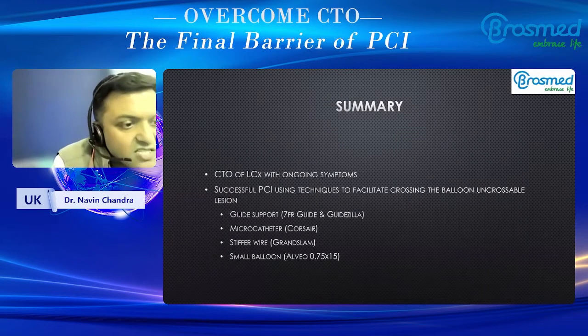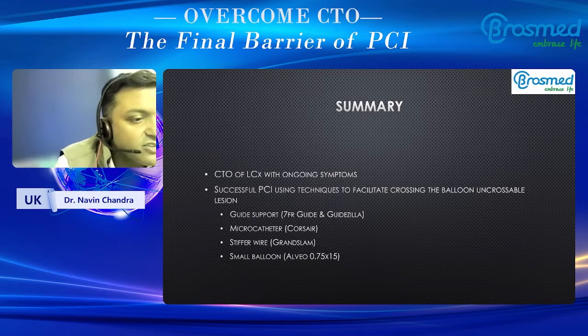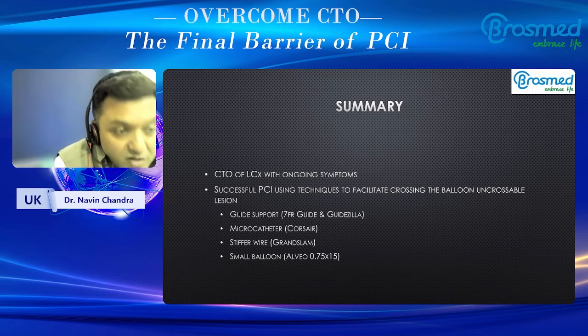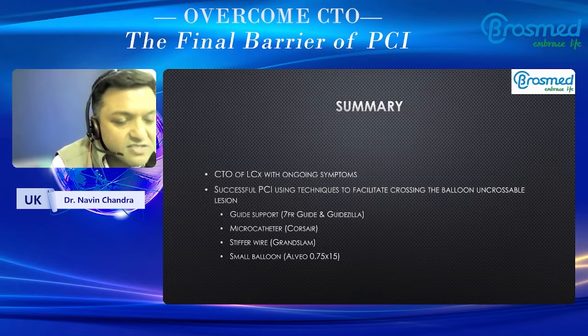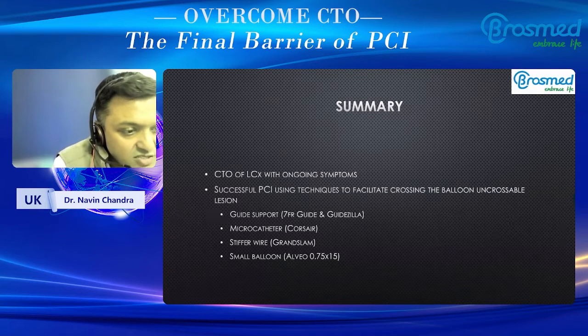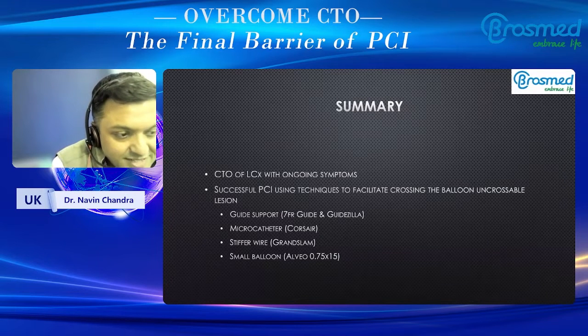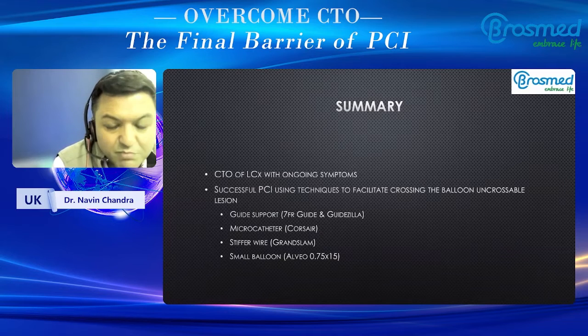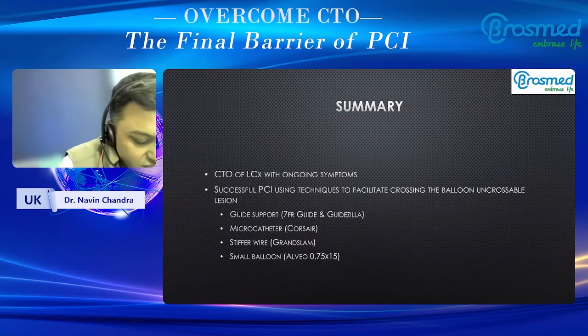So in summary, this was a CTO of the left circumflex in a patient with ongoing symptoms after their index presentation of a STEMI and PCI to the LAD. So we performed successful PCI using techniques to facilitate crossing this balloon uncrossable lesion. We upfront used guide support with the 7 French guide system and a guide support with Guidezilla. We upfront used a microcatheter. We then, once crossing the lesion, used a stiffer wire, and that allowed us to facilitate delivery of our Alveo balloon and then give us the starting point to be able to complete the procedure with a good angiographic result.